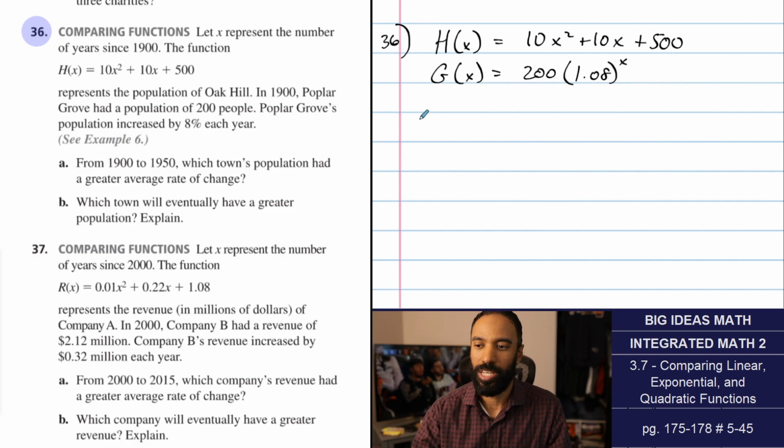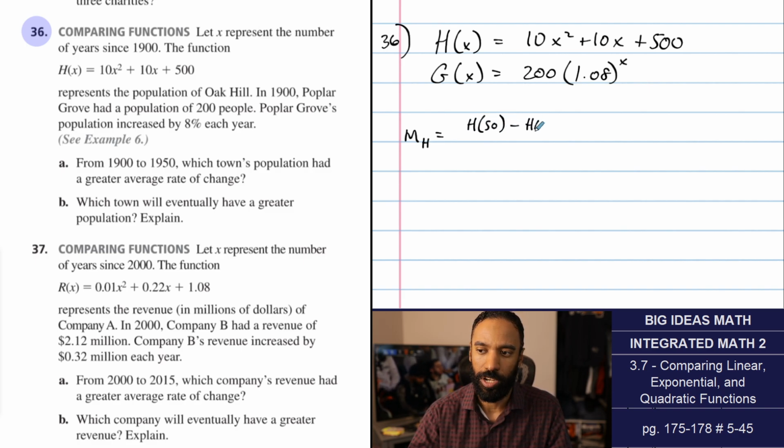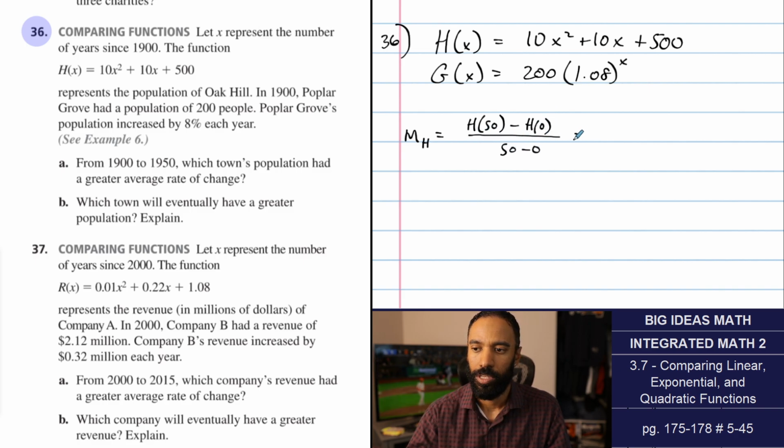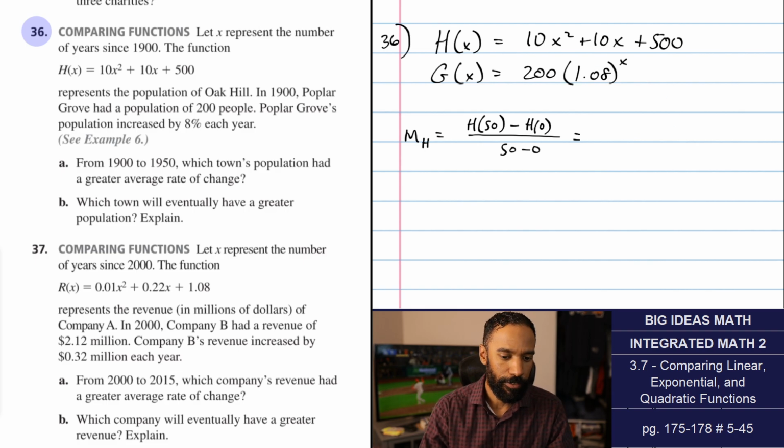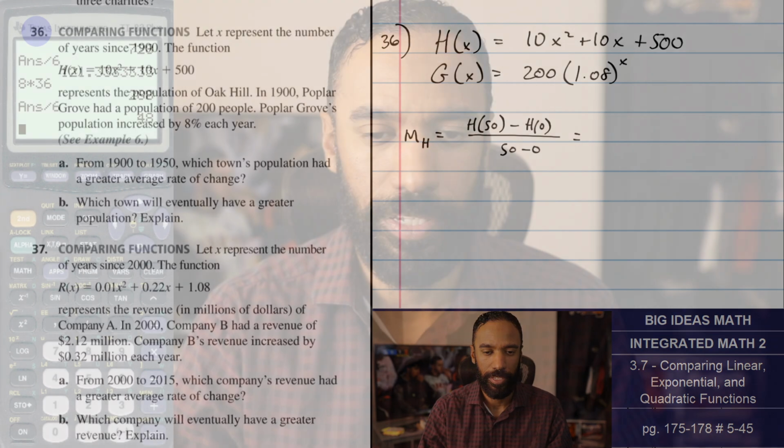So 1900 to 1950, we got to figure out average rate of change for the first 50 years. So h of 50 minus h of 0 over 50 minus 0. So h of 50, I'm going to go to my calculator for this. I'm going to do 10 times 50 squared.